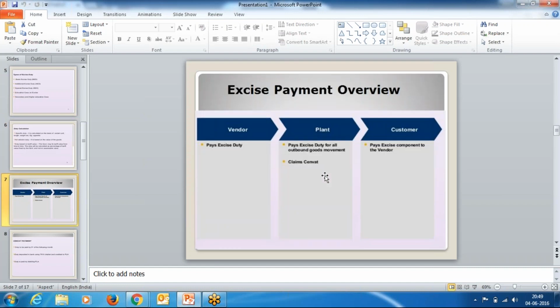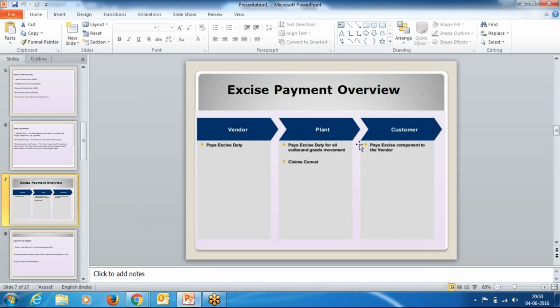Now I'm on slide number 7. How does this excise exactly work? Suppose this is only a straight line chart. See, you are here at the plant. What you'll do is purchase something, so you'll collect duty from your vendor.